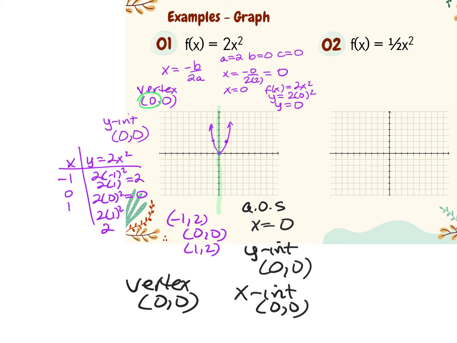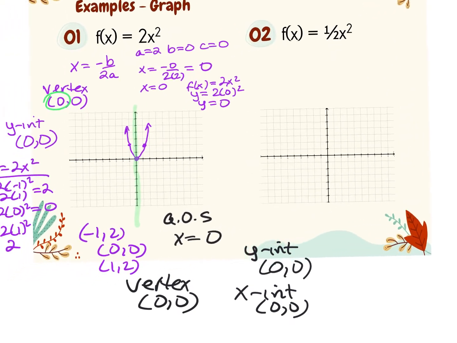Now, you could have also done this comparing it to the parent. Again, because it's a vertical stretch, it's going up 2 times as fast. Now, the other one, number 2, we're going to do the same thing. It's going to go up half as fast, and that's a vertical shrink. All right, so let me graph example 2.